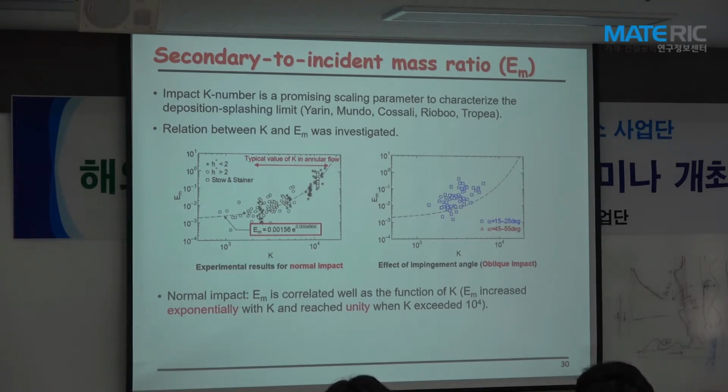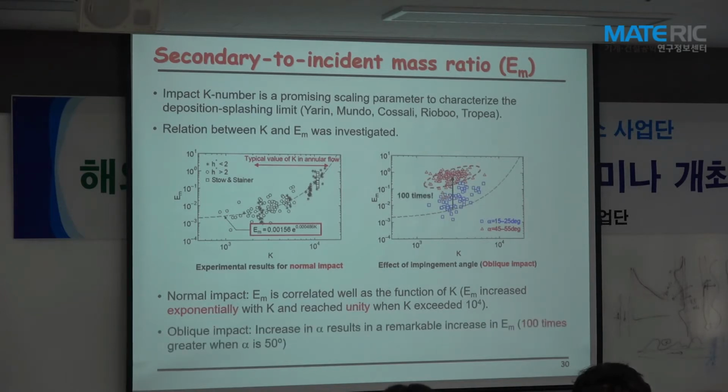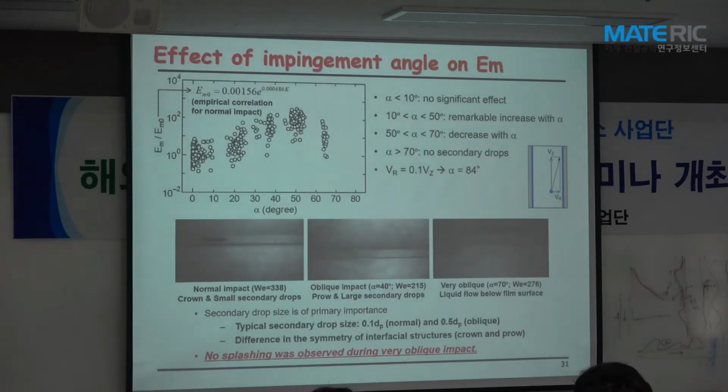Next one is 45 to 55. Okay, more nearly unity, and you can see the increase is 100 times. Therefore, in the case of oblique impact, many droplets may be splashed. But yeah, this is the influence of the impact angle.